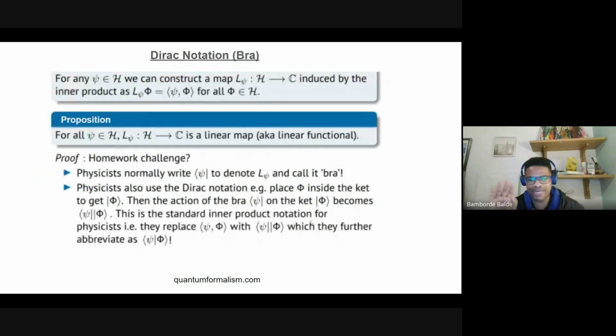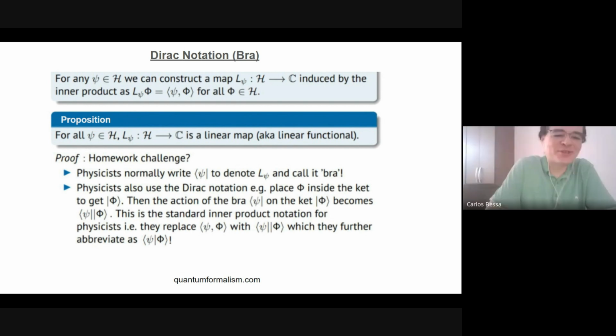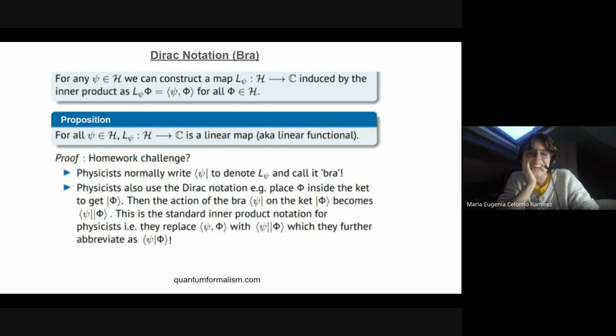So don't worry, Maria. We all get caught up with this convention by physicists. Somehow they are able to do calculations better with it. For me, this is confusing. But Carlos, I'll try to show in the next one.